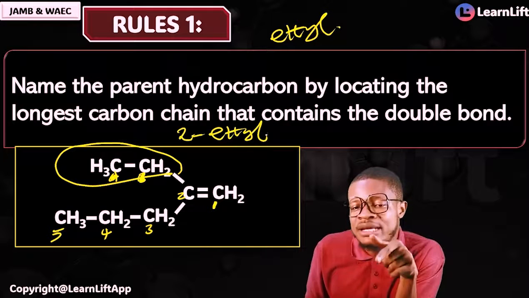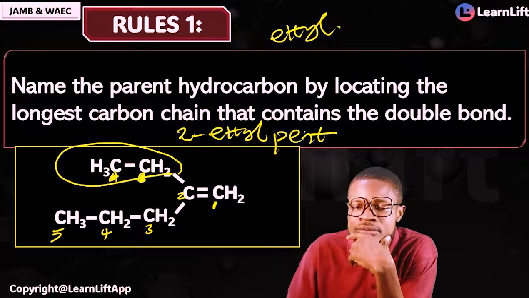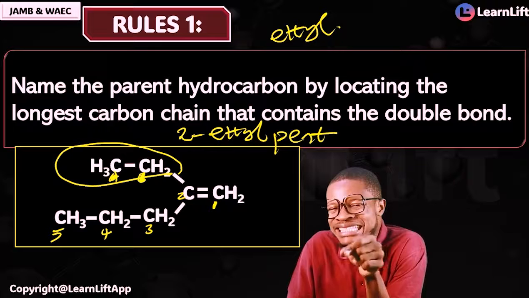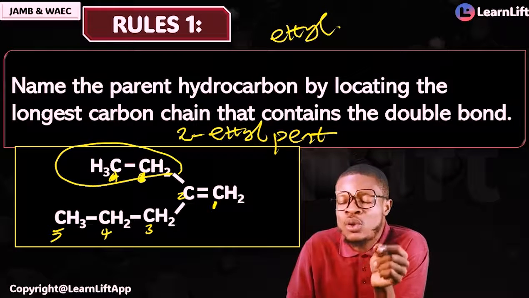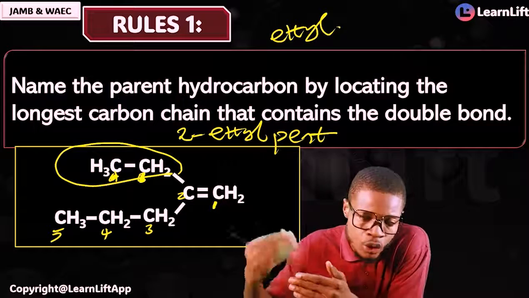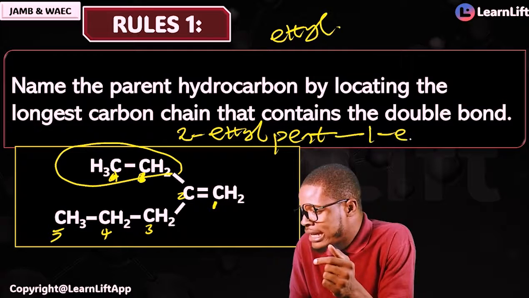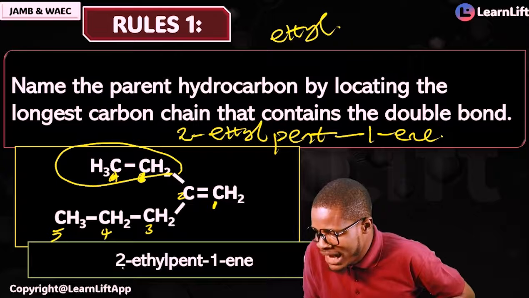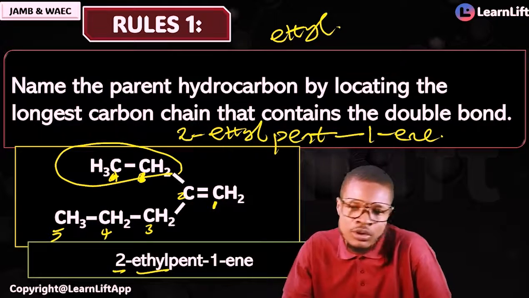2-ethyl. What's the parent name? The parent name is pent. That will give me 2-ethyl pent. Pent-ene, double bond. But that pent-ene, the double bond is on which carbon? It's on carbon 1. Don't worry, I'll give you the rules. The carbon before the double bond owns the double bond. So the name becomes pent-what? 1-ene. That's the name of the compound. Very simple, very easy. 2-ethylpent-1-ene. You are out of there.